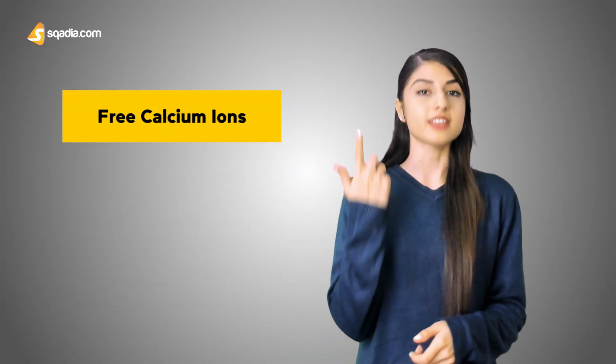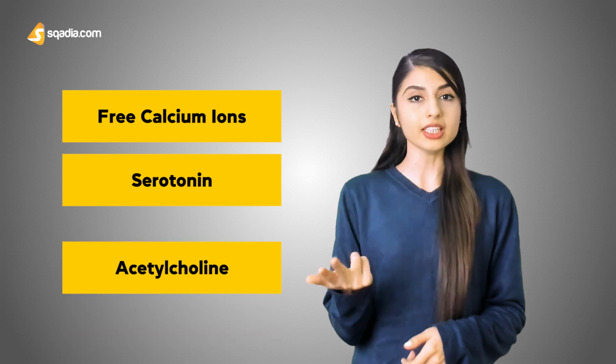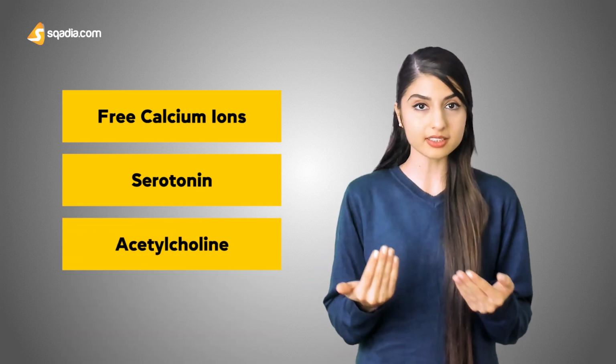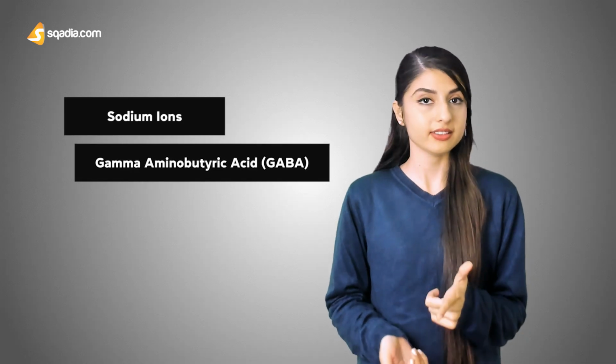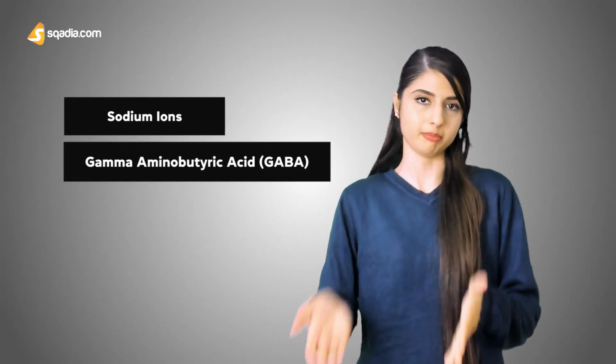So at a glance, the free calcium ions, the serotonin, and the acetylcholine will enhance the production of ACTH, whereas the sodium ions and gamma-aminobutyric acid, or GABA, have a negative impact.